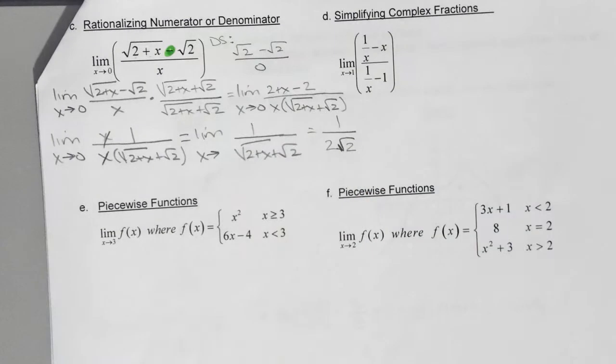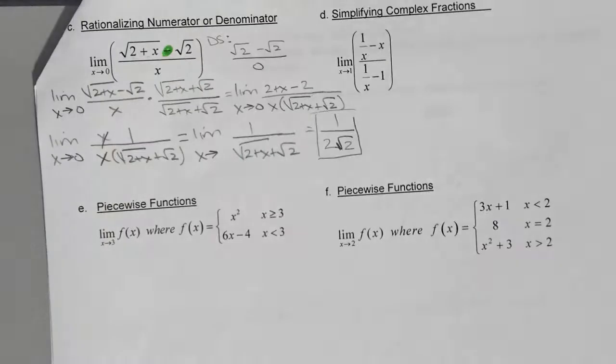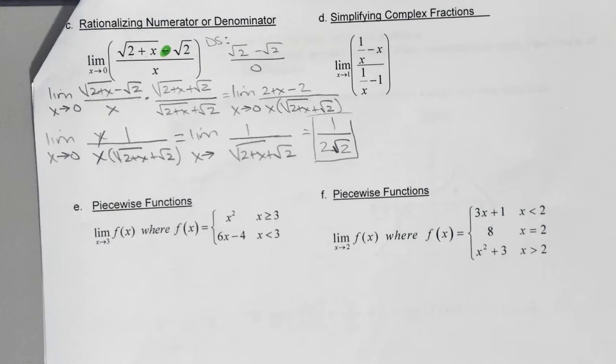Remember, you have graduated to calculus. You do not have to rationalize. You're done. This is your answer. Okay? So provided we don't put that 0 in the denominator, we're good. Questions? Everybody's all right?